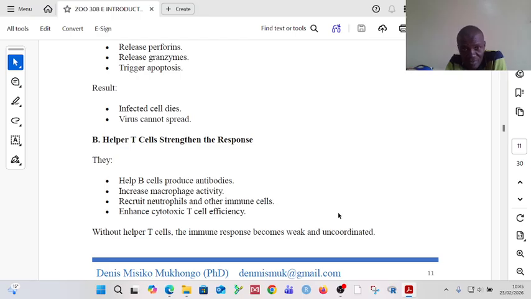Okay? So without these helper T cells, the immune response will become weak and will become uncoordinated. So it's important that these helper T cells are also present in an immune attack, so that they help in ensuring that the immune response is strong and the immune response is properly coordinated.